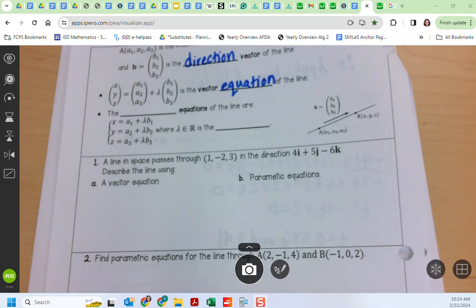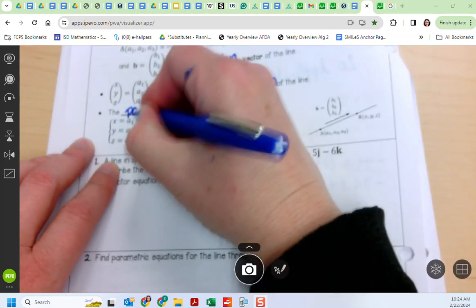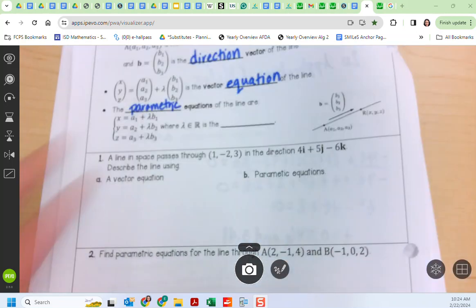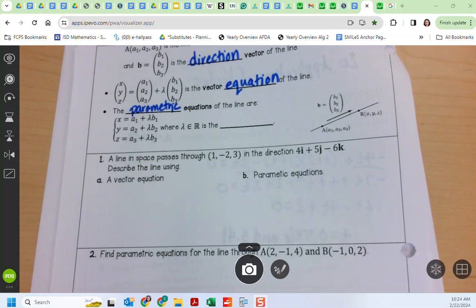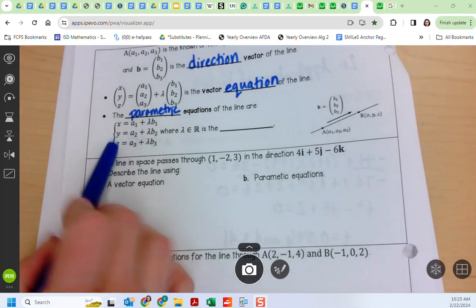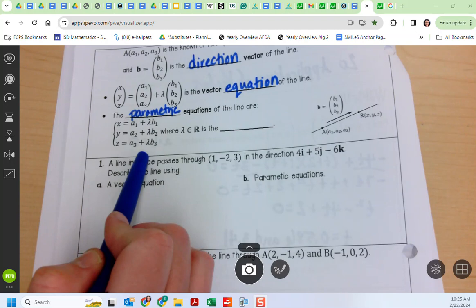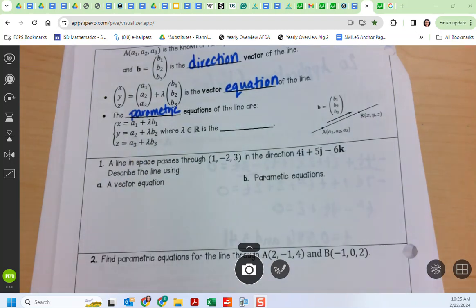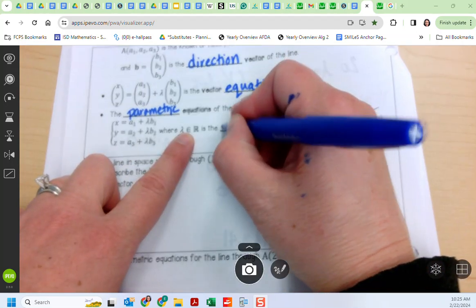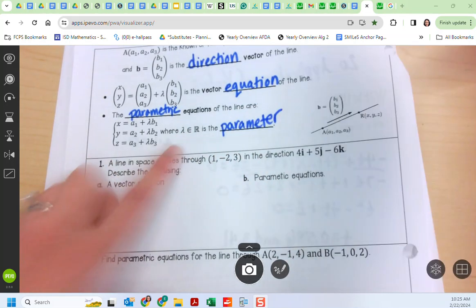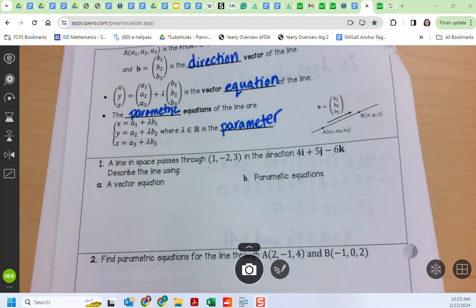All right, and then the parametric equations of the lines are these. So parametric equations, instead of having x and y and z in the same equation, it is a set of equations where x and y and z are all determined in terms of lambda, which is the parameter. So lambda is in the set of real numbers, and lambda is the parameter. It makes much more sense in context, so we're going to do an example.